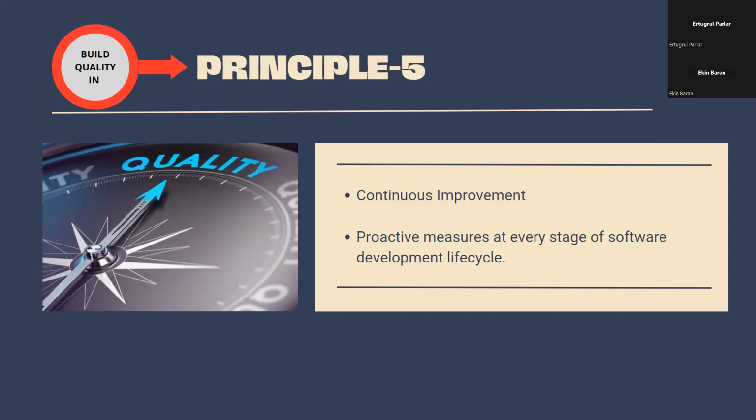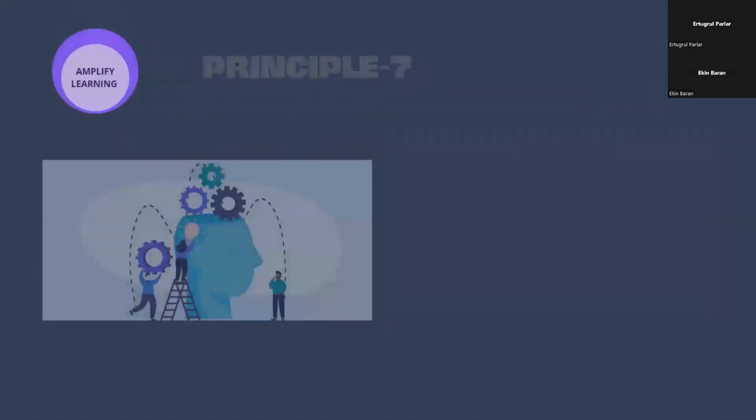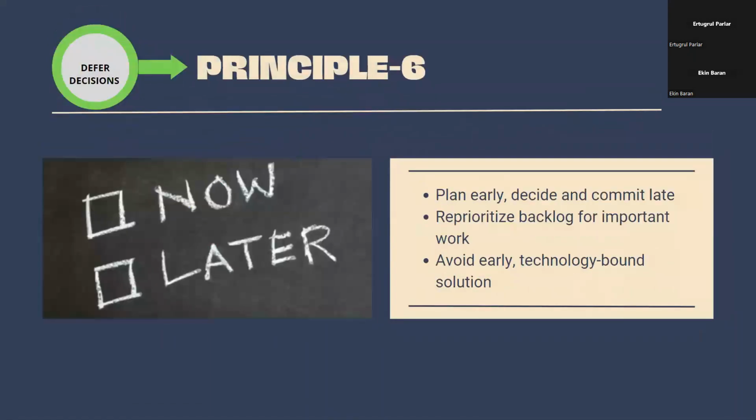Let's continue with the sixth principle, which is defer decisions. I have 2 main points. Balance early planning with making decisions and commitments as late as possible. And the second one is avoid being tied to an early technology-bound solution that may not be the best fit for the project. And I have 2 examples for you to understand the defer decisions principle.